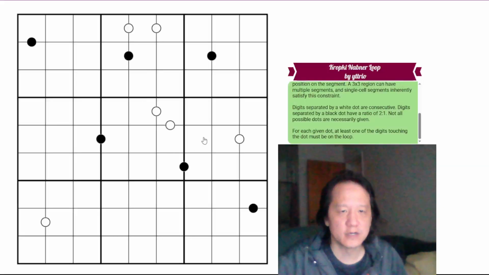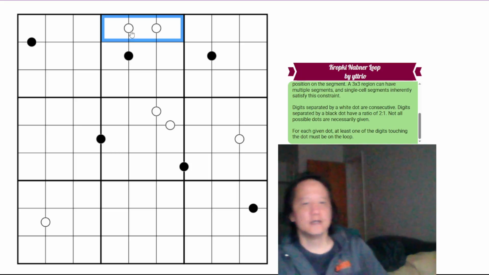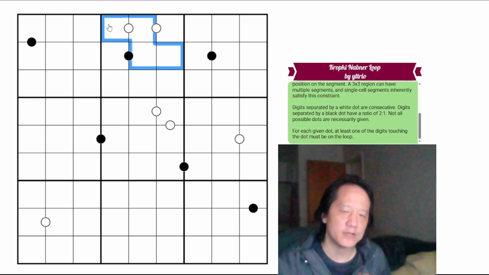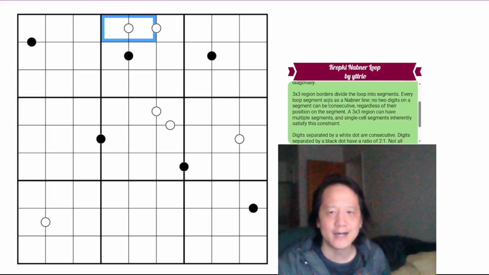Let's go. Okay, well, because of the nature of the Nabner loop, for each of these pairs, at least one of them is on the loop. But if it's this central one, the problem is it would have to go out through another loop here, right? You can only enter here, it would have to go here. But then by definition, these are consecutive, so that would not satisfy the Nabner line. So this can never be part of the loop.